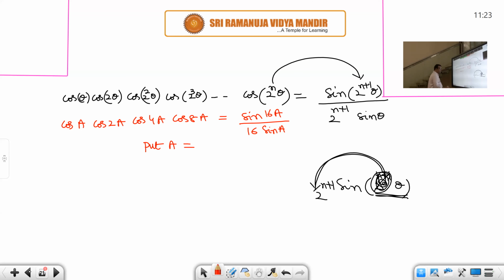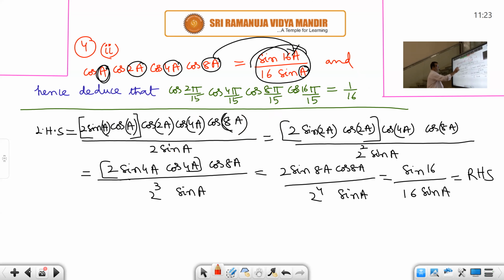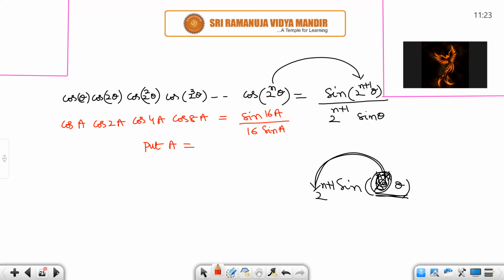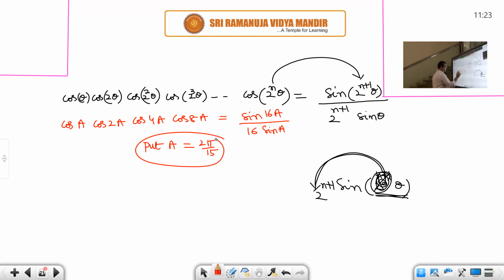Put in this identity, put A equal to what? To prove it, go back, put A equal to what? Pi by 15, sir. No, wrong. 2 pi by 15 is correct. Put A is equal to 2 pi by 15. That's all. This is an identity.